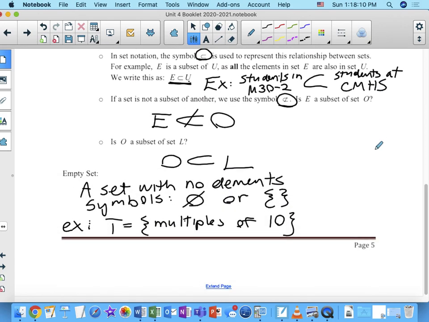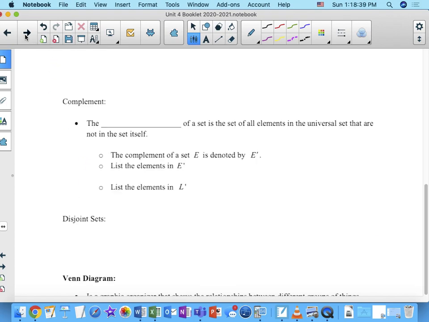Okay, so that's just one example of an empty set, right? We could say T is empty. And you could define many others. You could also say that another set Q is 11, 12, 13. That would be another example of an empty set. Okay? All right, more vocabulary.